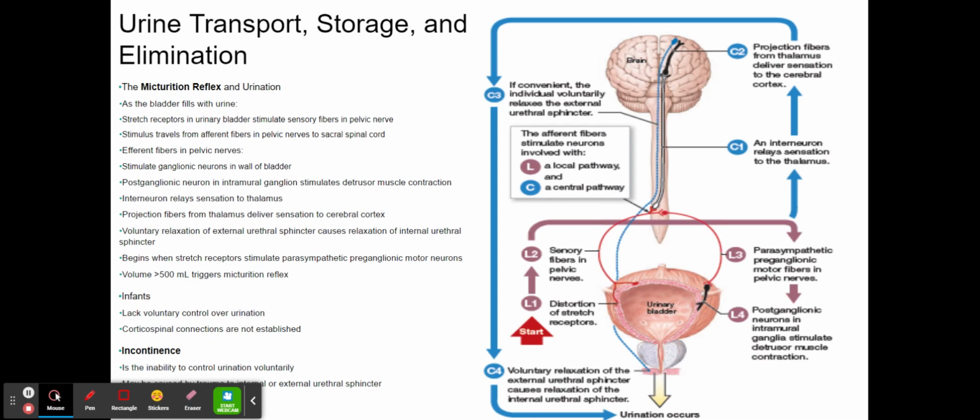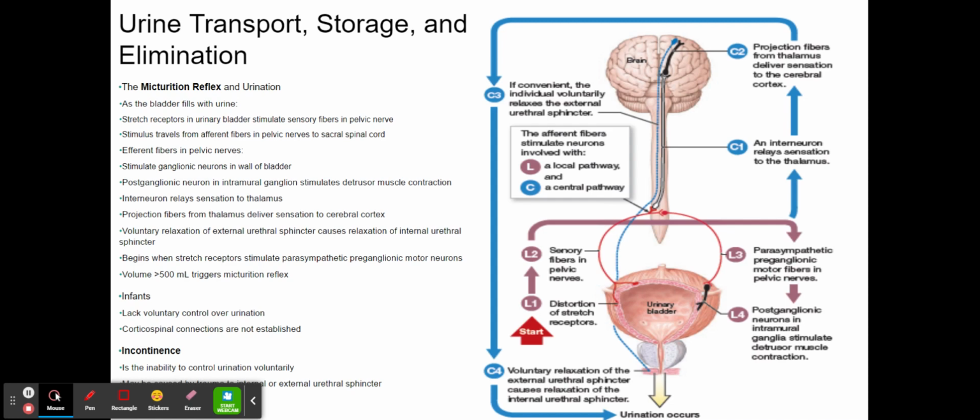The increased level of activity in the fibers, 1, facilitates parasympathetic motor neurons in the sacral spinal cord, and 2, stimulates interneurons that relay sensation to the thalamus and then, through projection fibers, to the cerebral cortex. As a result, you become aware of the fluid pressure in your urinary bladder. The urge to urinate generally appears when your bladder contains about 200 milliliters of urine.